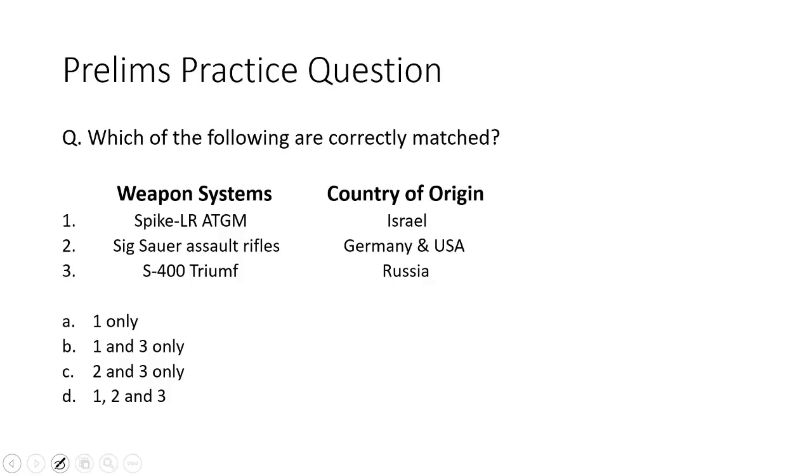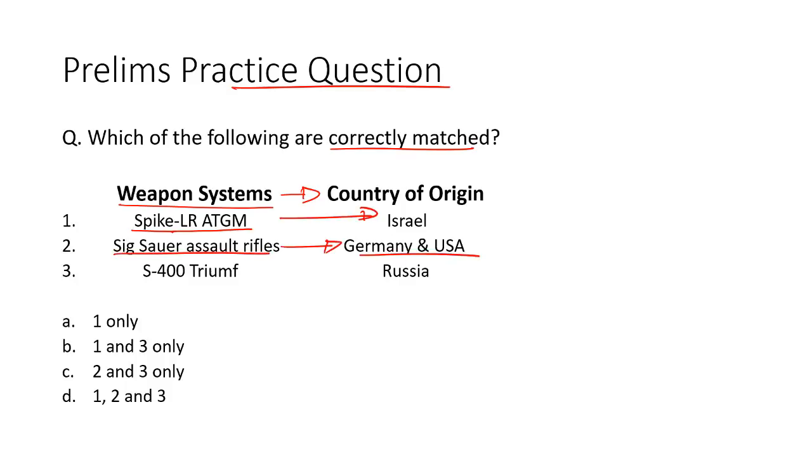Now let's take up the next practice question. Which of the following are correctly matched? On this side we have weapon systems, and on the other we have the country of origin. First we have Spike long-range anti-tank guided missiles matched with Israel, SIG assault rifles matched with Germany and United States, the S-400 Triumph matched with Russia. All the three are correct. Option D is the right answer.